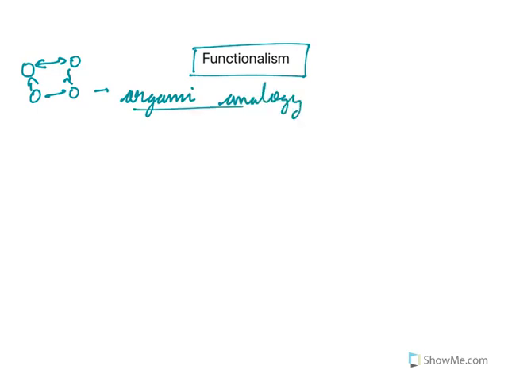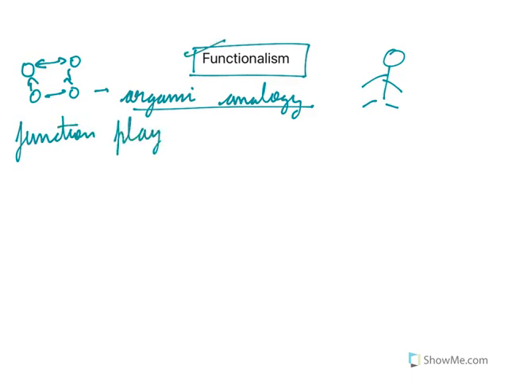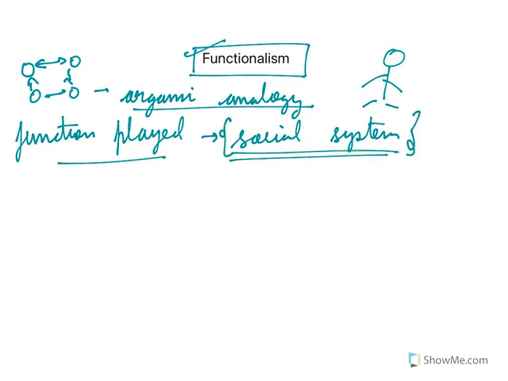So what is this organic analogy? Organic analogy compares different parts of society to organs of a living organism, and it looks for the function. Since it is functionalism, it looks for the function played by several aspects of culture to maintain the social system. So maintenance of the social system is an important aspect of functionalism, and it has two types or two schools of thought.